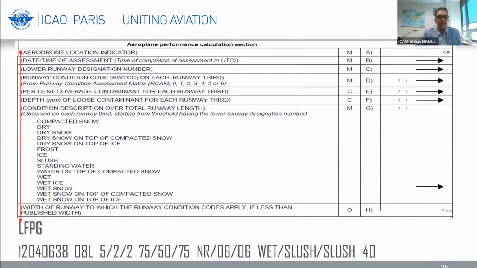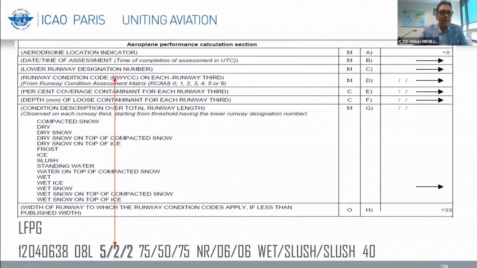Item A is the aerodrome location indicator, LFPG in this example. And then you move to the next line with item B, date and time of assessment. Here it's 12, the month, 04 the day, and 6:38 is the time in hours and minutes. Item C is the lower runway designator. I think these are pretty clear for you, so I will not dig into them in order to save time for more complicated items or new items.